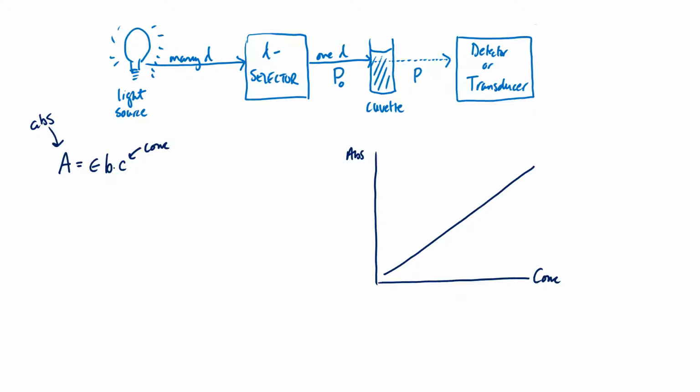Well, I think in the previous video, we sort of alluded to B. B can be added here on our diagram. This is B. B is the path length that the light travels through our sample. And isn't that interesting to notice that if you increase the path length, you increase absorbance.